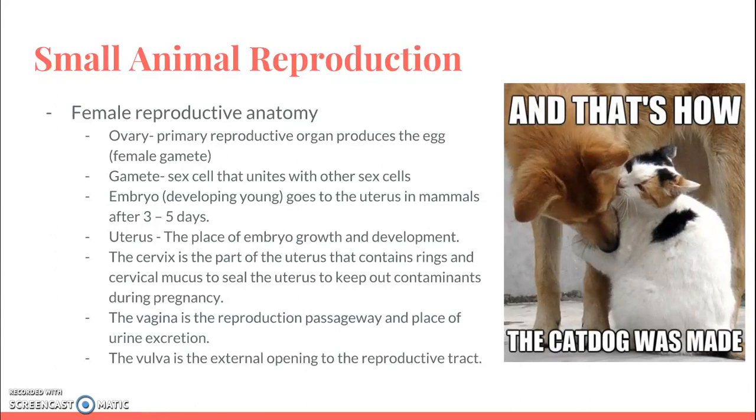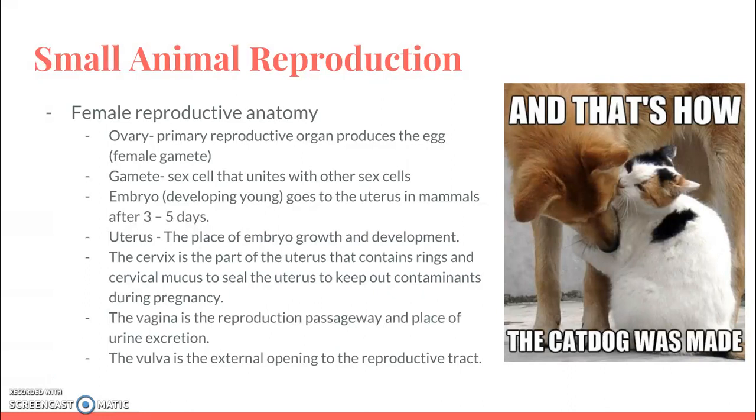The embryo, this is the developing young, and this attaches to the uterine wall in mammals after about 3 to 5 days. So it starts out actually as a single-celled organism. Once fertilization happens and the sperm and egg come together, an embryo actually begins as what we call a zygote. And that zygote, after a couple of days of development, becomes an embryo. That's when it's implanted into the uterine wall. And then after a while, the embryo grows and develops and it becomes a fetus.